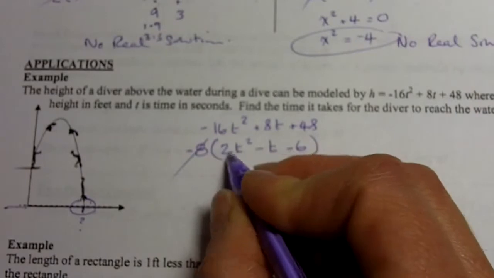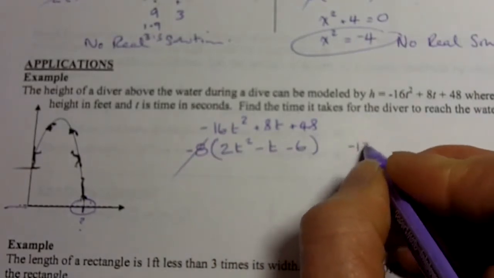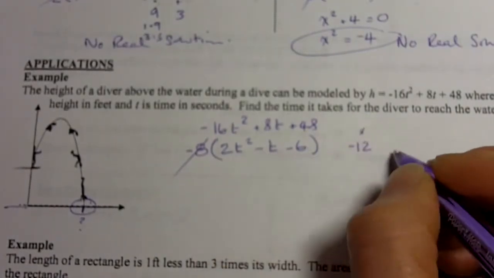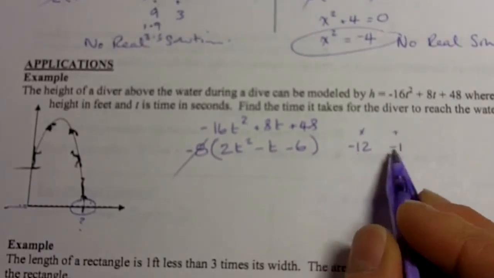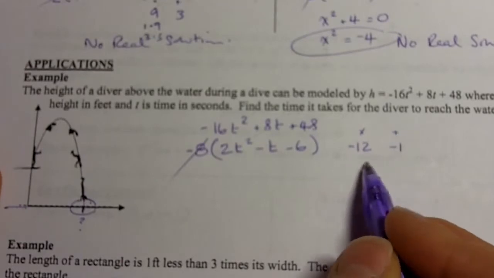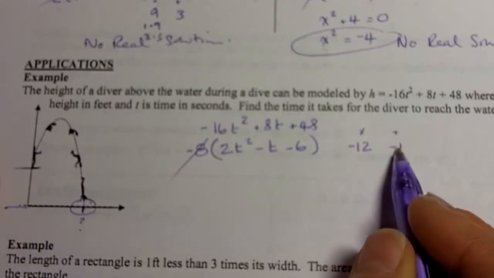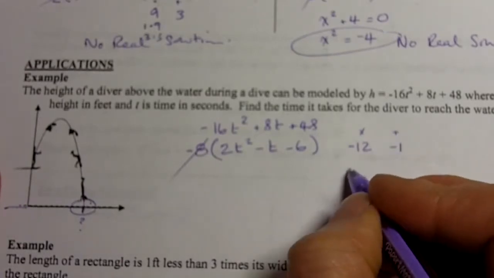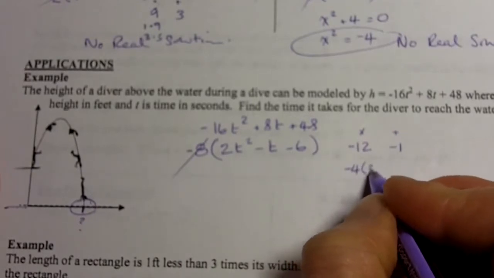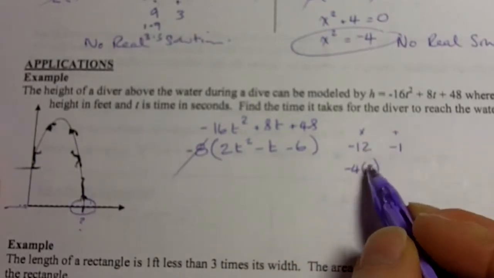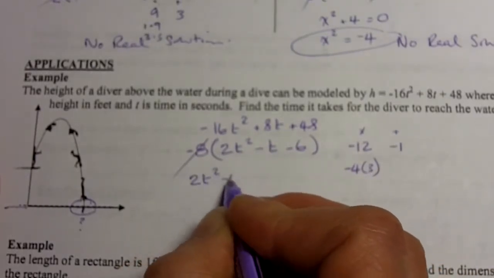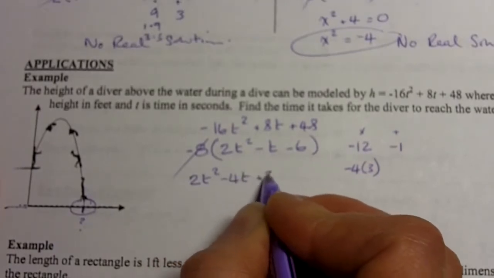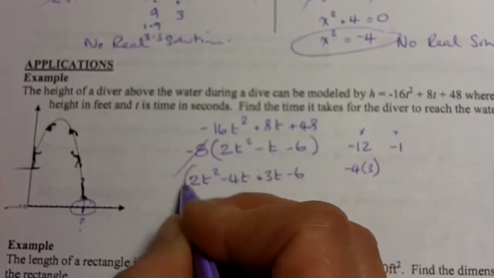So we're going to multiply a and c and get negative 12, and here's negative 1. So we need numbers that multiply together to get negative 12 and add to get negative 1. Well, 4 and 3 come to mind, because they're separated by 1. So we'd have negative 4 multiplied with positive 3 to create that. So we're going to split this up into 4 terms: 2t squared minus 4t plus 3t minus 6.